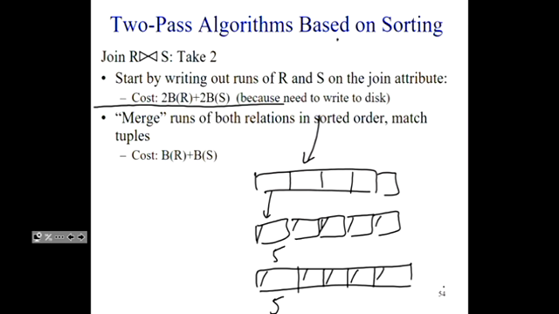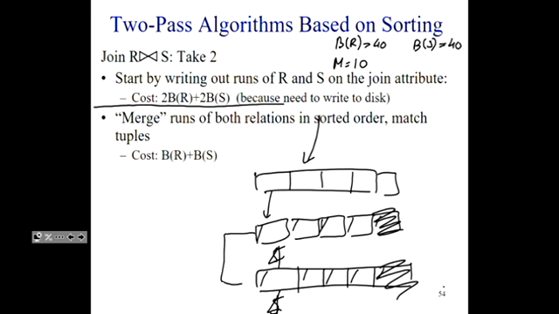B of R is 40, B of S is 40, and M is still 10, let's say. So I have 4 sorted runs of R and 4 sorted runs of S. Now the second step here is basically doing a merge of these sorted runs.